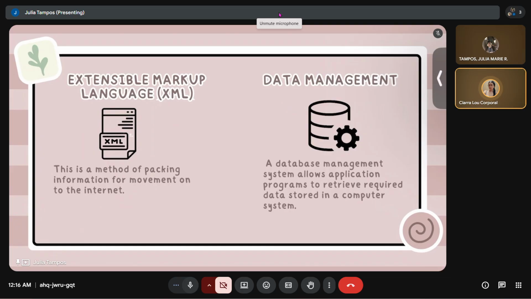Next, we have data management. Data management involves storing, organizing, and retrieving data using a database management system. It helps companies keep their information accurate and easy to access. For example, a logistics company uses a database to store customer orders, delivery schedules, and inventory levels, making it easy to find and update information when needed.